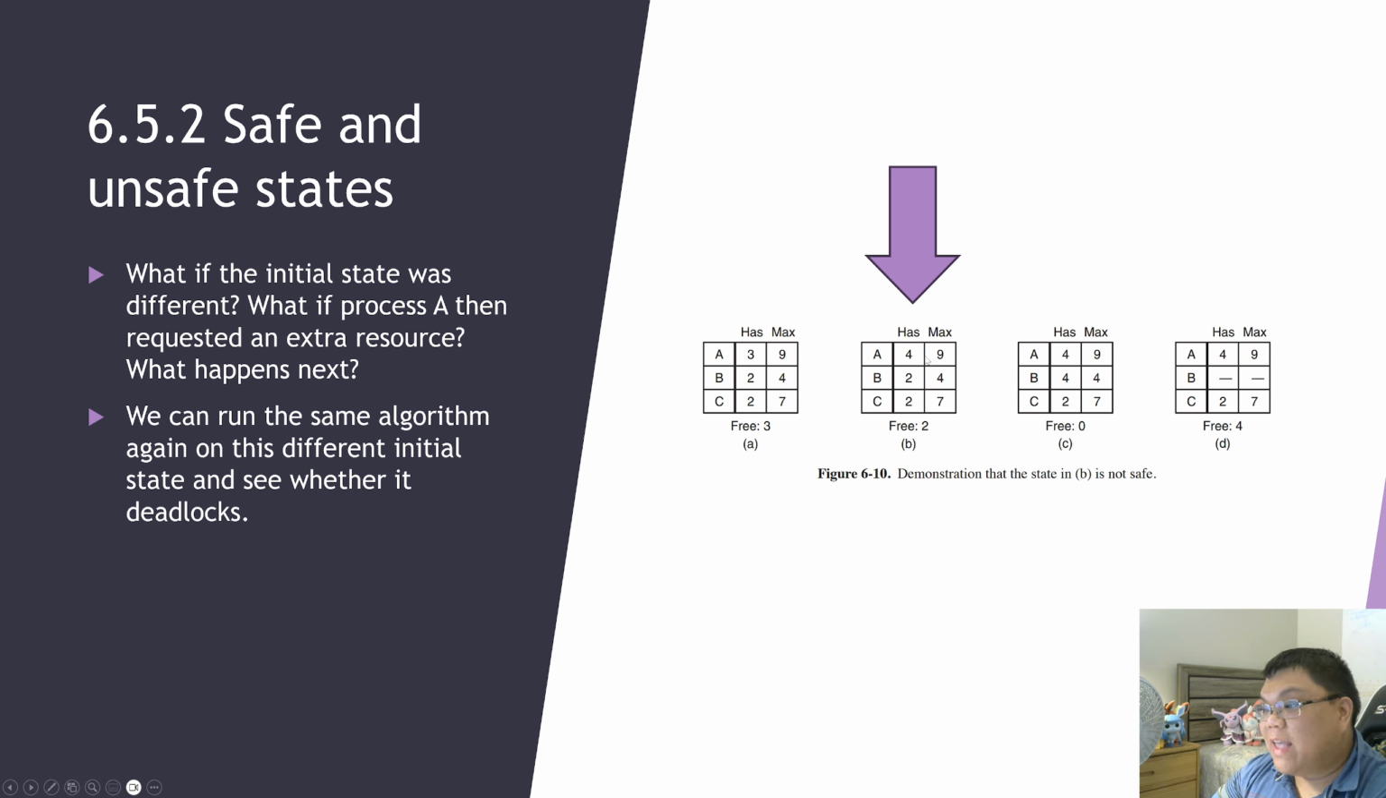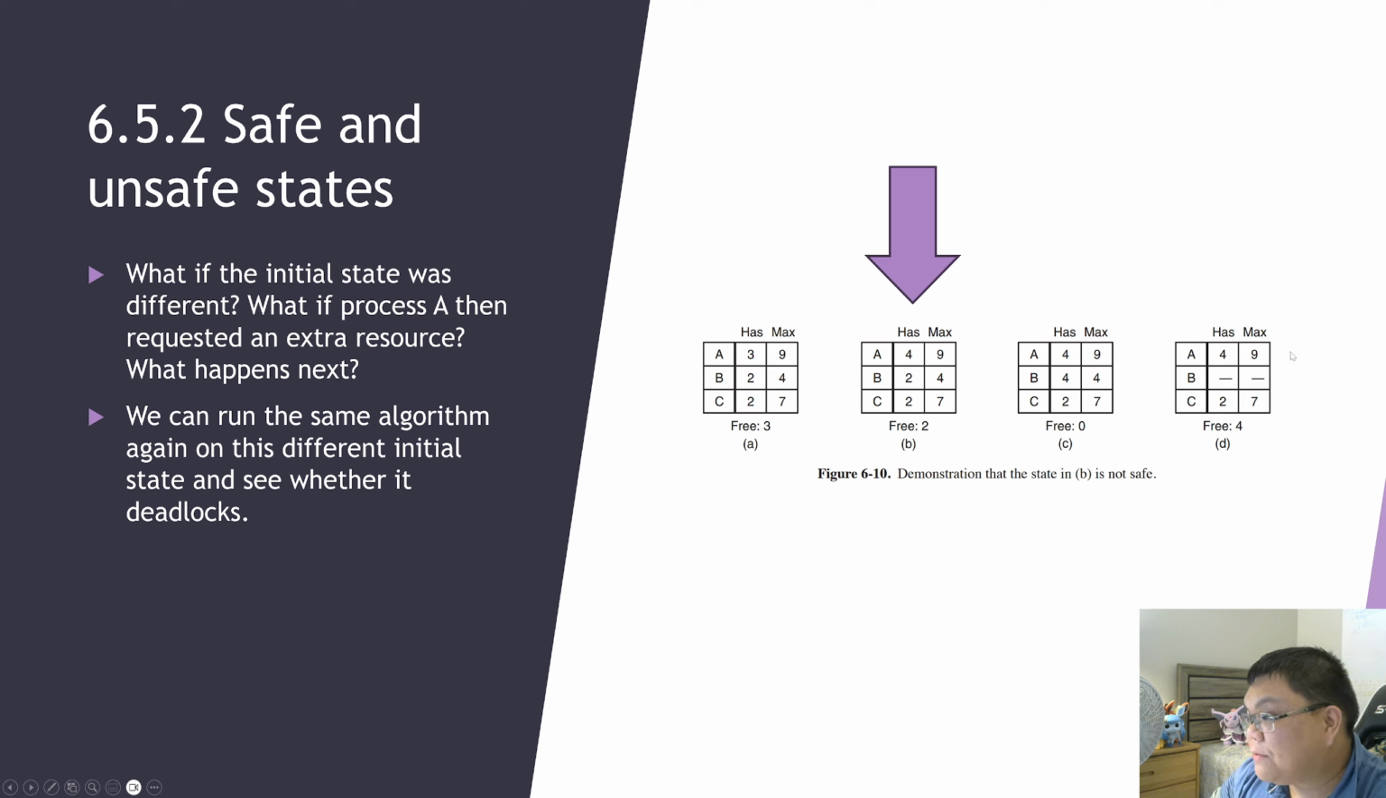So process A has 4 resources. The other 2 processes have 2 each. That means process A needs 5 more resources. Process B needs 2 more resources. Process C needs 5 more resources. We know that process B needs 2 more resources. We have 2 more resources. We can let process B get those 2 resources, and then eventually it'll run and then give them back. That means next we have 4 resources available in state D.